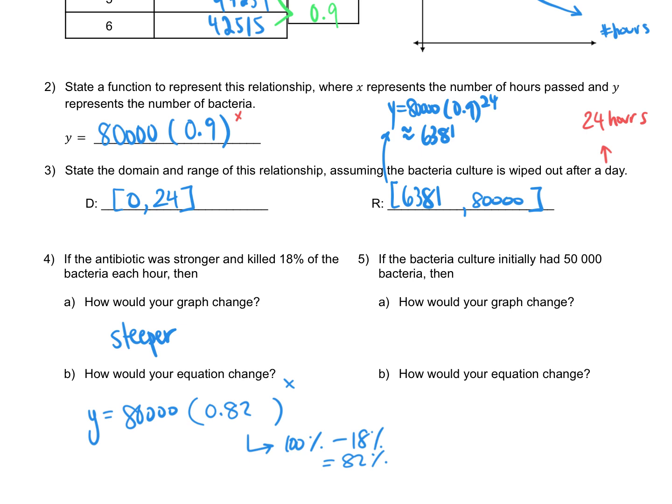If the bacteria culture initially had 50,000 bacteria, how would the graph change? Well, it's a smaller population, so our y-intercept would be lower. We'd start lower on the y-axis. And the equation, well, now because the initial amount is changing, it's that starting value that goes from 80,000 to 50,000. And then I'll put my original rate.